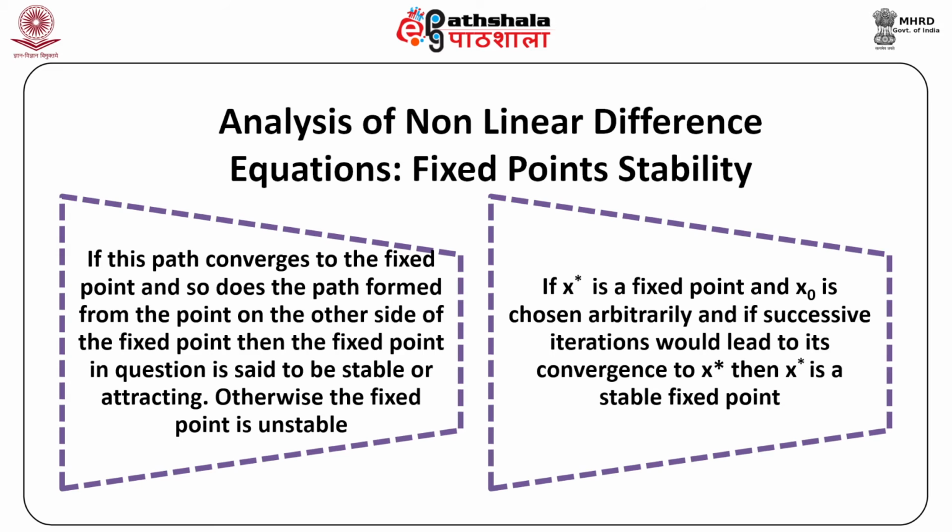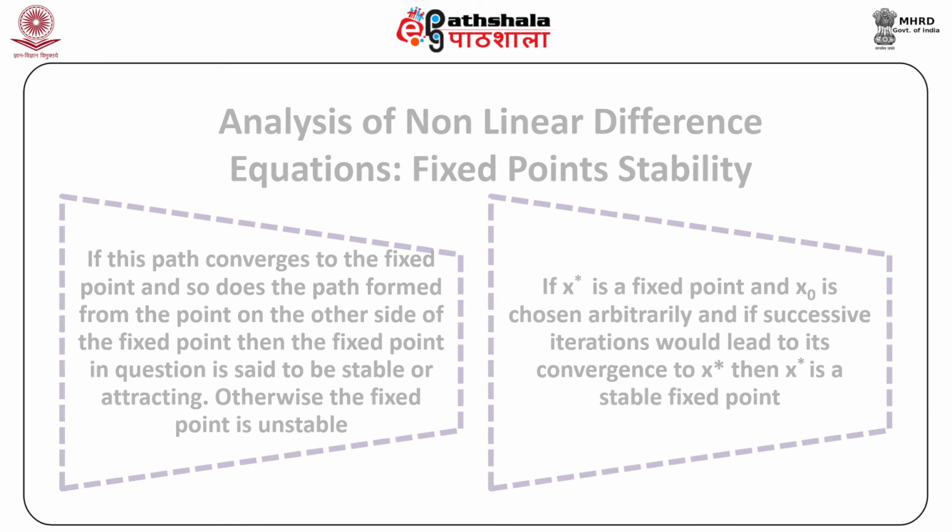In analytical terms, it can be interpreted as follows: if x* is a fixed point and x_0 is chosen arbitrarily, and if successive iterations lead to convergence to x*, then x* is a stable fixed point, that is, the limit of x_n as n goes to infinity is equal to x*, where x_0 is arbitrary.